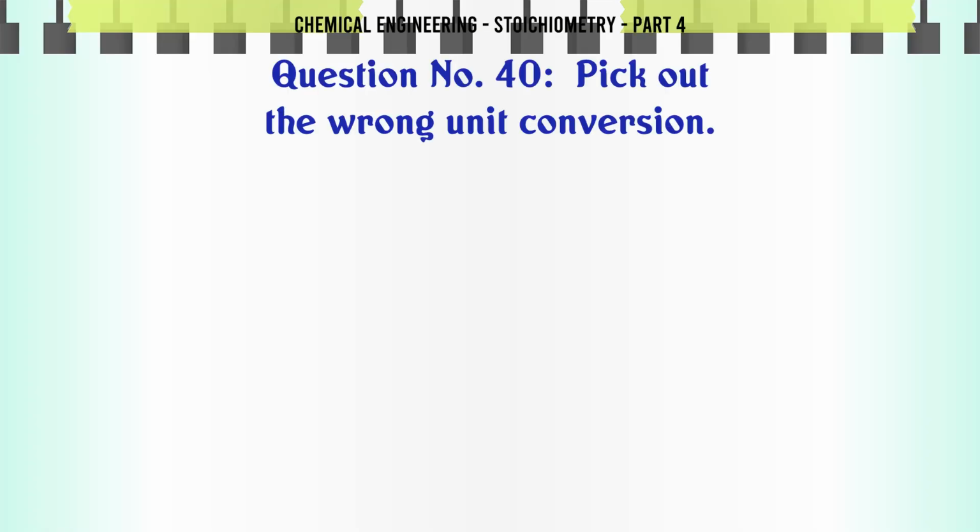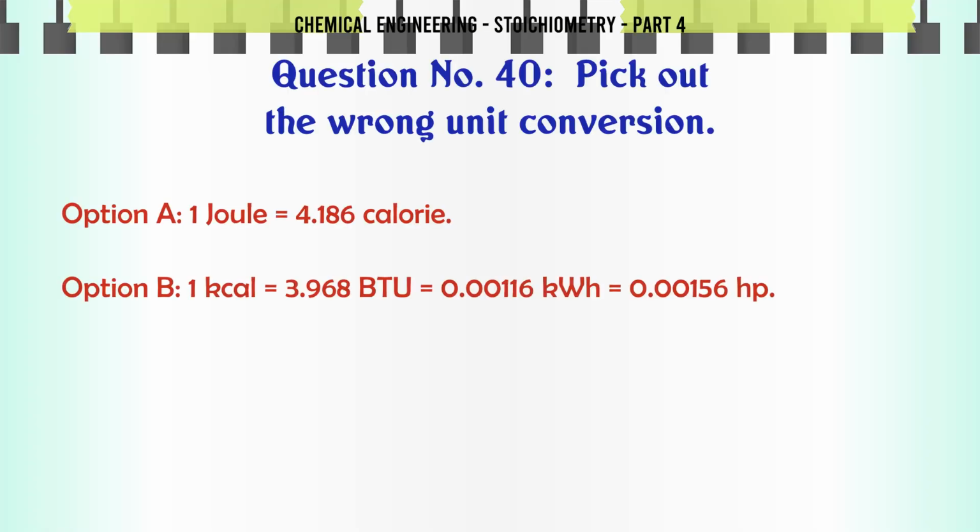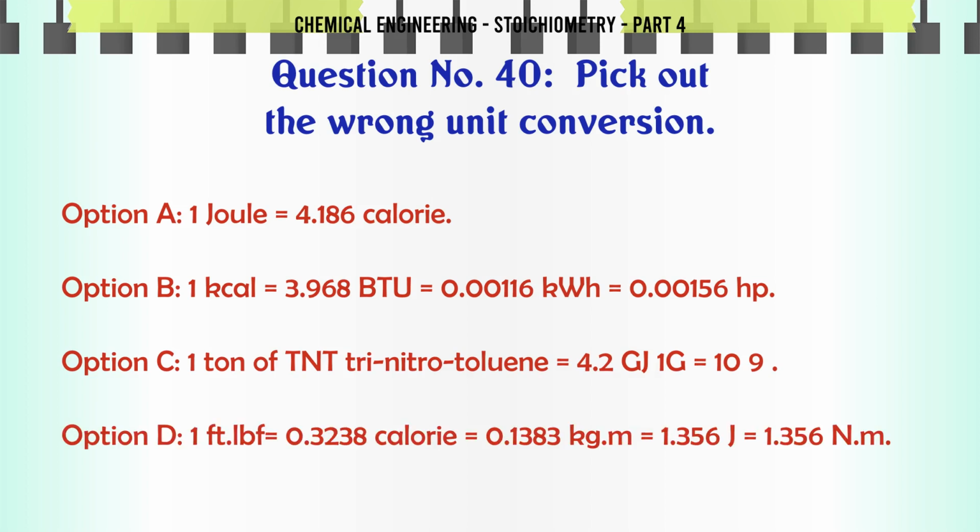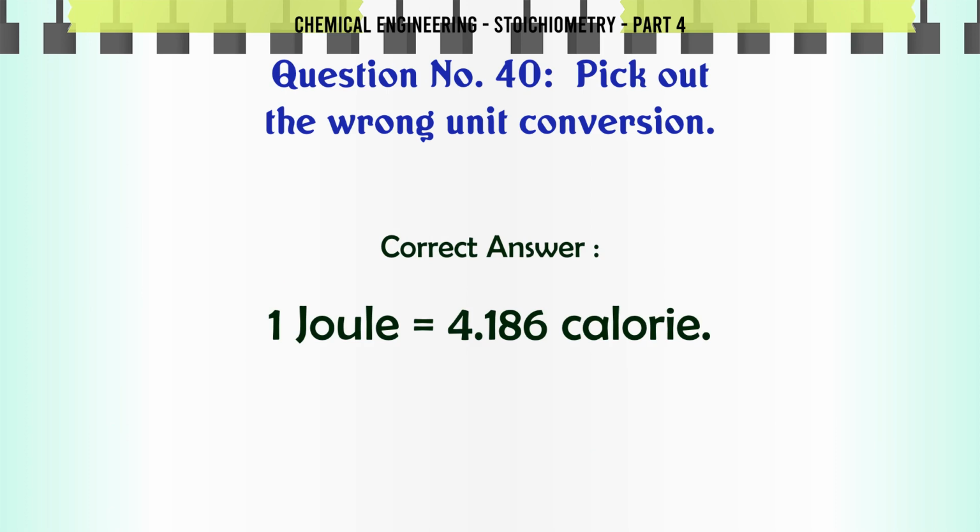Pick out the wrong unit conversion. A 1 joule = 4.186 calorie. B 1 kilocalorie = 3.968 BTU = 0.00116 kWh = 0.00156 HP. C 1 ton of TNT, trinitrotoluene = 4.2 GJ. D 1 foot-lbf = 0.3238 calories = 0.1383 kg·m = 1.356 J = 1.356 N·m. The correct answer is 1 joule = 4.186 calorie.